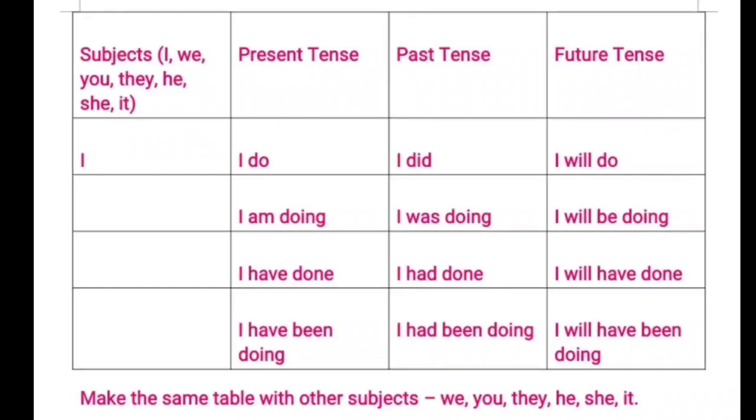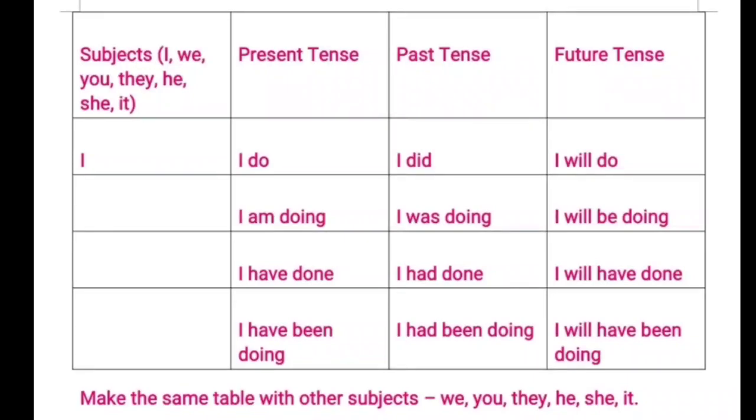Let's see it with the subject I. Simple present tense, I do. Present continuous tense, I am doing. Present perfect tense, I have done. Present perfect continuous tense, I have been doing. Simple past tense, I did.